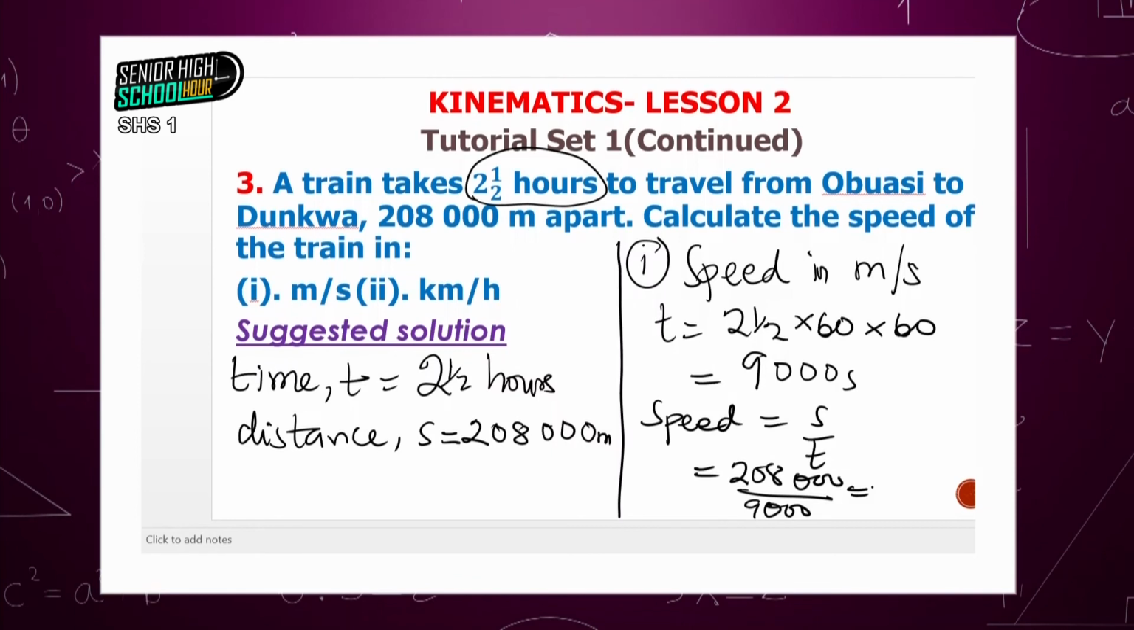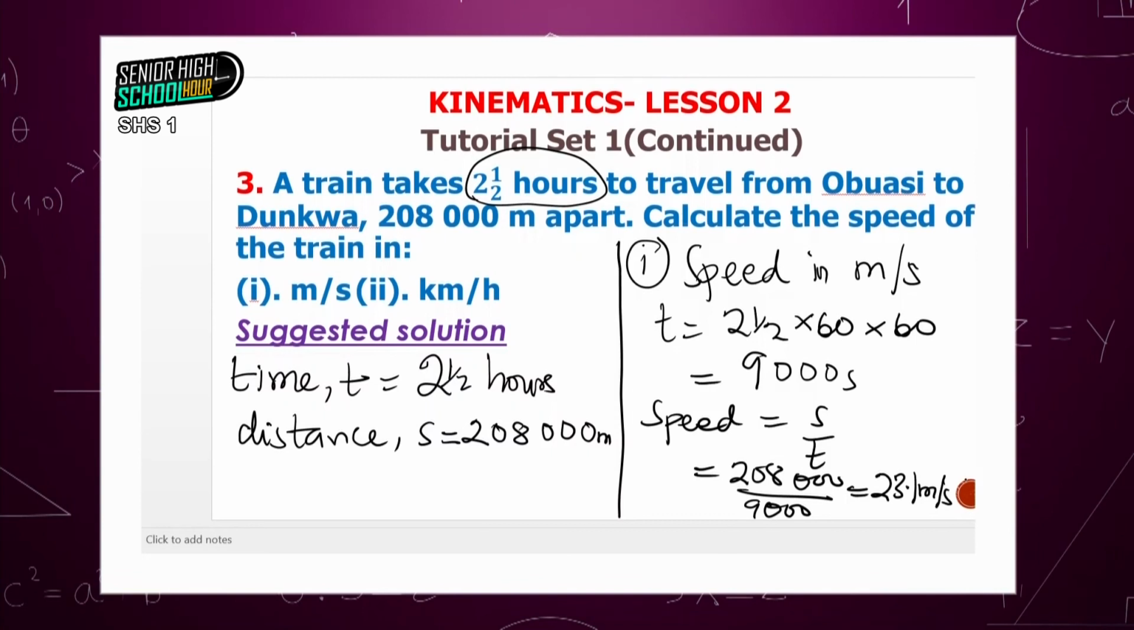And that will give us 23.11. The unit for speed is meter per second. So we are asked to find that in meter per second, and that is not too difficult for us. So we move on to the next part.